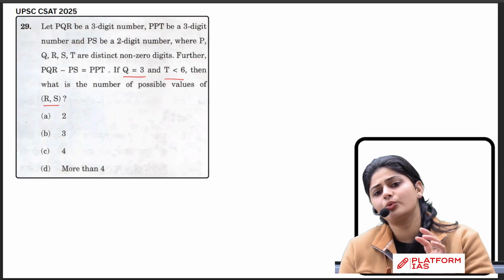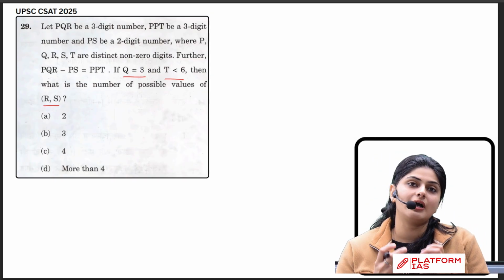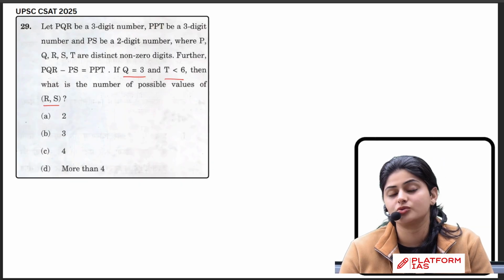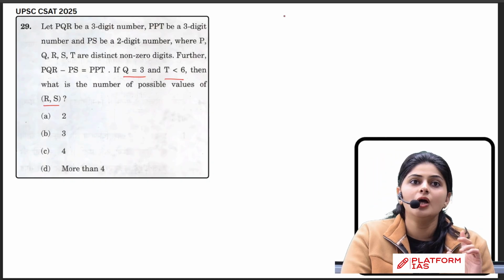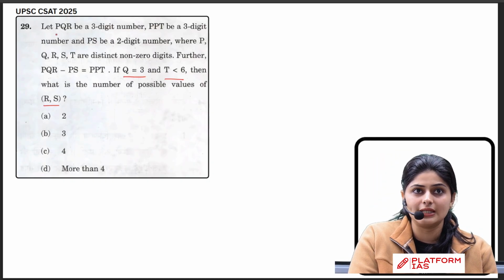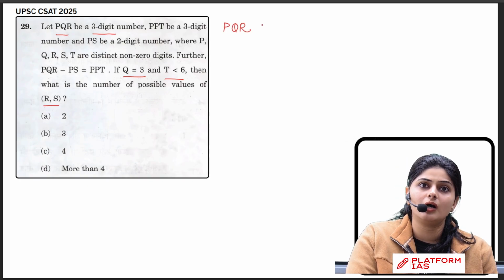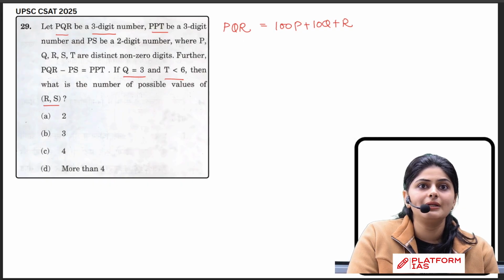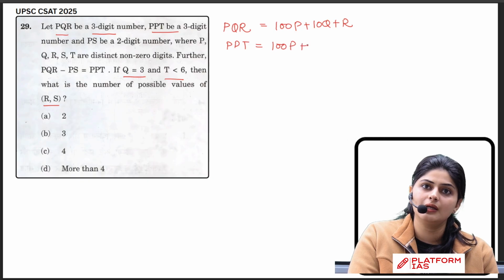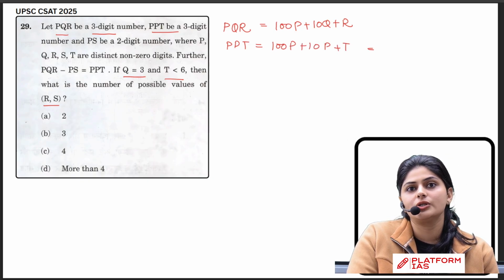Now, such type of questions, generally we find them difficult. So how to solve? What's the process for solving them? You break the question into parts and you just go step by step. What is the first thing that you can read in the first sentence? It says PQR is a 3-digit number. So you simply write PQR is equal to 100P plus 10Q plus R. Then PPT is also a 3-digit number. Again we will write PPT is equal to 100P plus 10P plus T, which will give me 110P plus T.